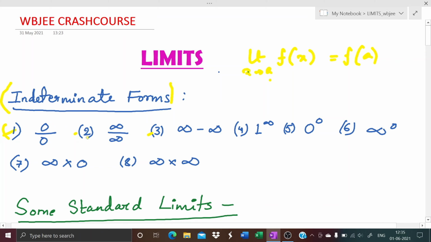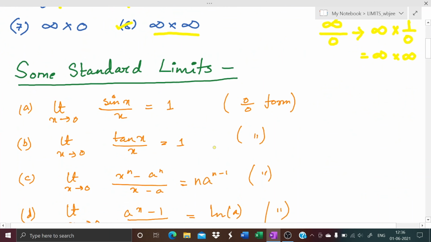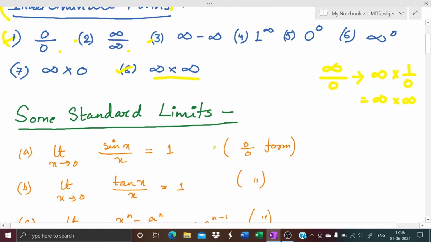Now some people will say that if 0 by 0 is an indeterminate form, infinity by infinity is an indeterminate form, then why not infinity by 0? This can also be an indeterminate form, right? But you can see that this can be broken into infinity into 1 by 0, that is equal to infinity into infinity. So that is one of the indeterminate forms, number 8, infinity into infinity. So yeah, infinity by 0 is also an indeterminate form.